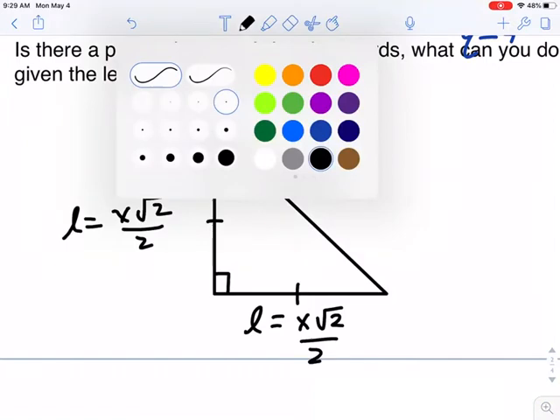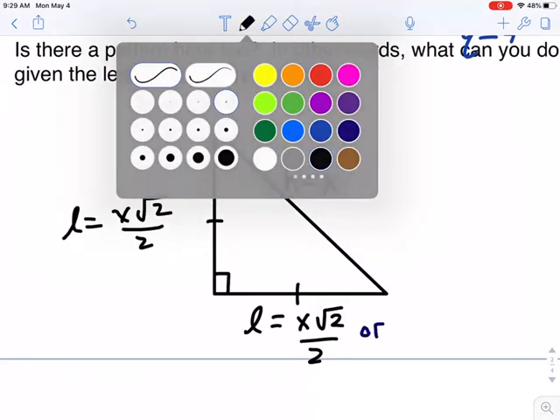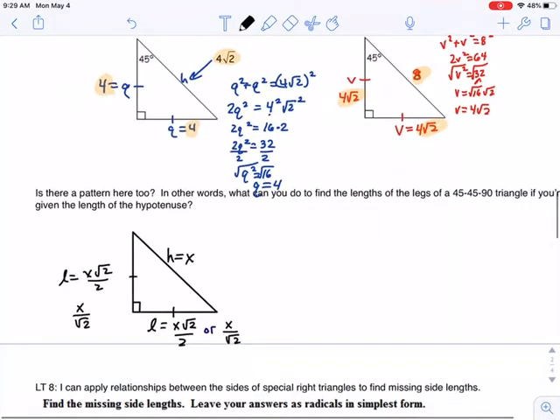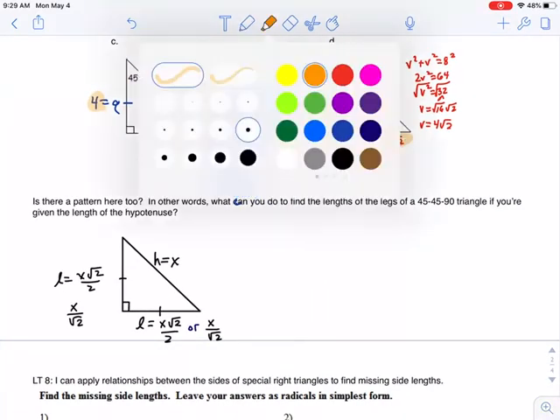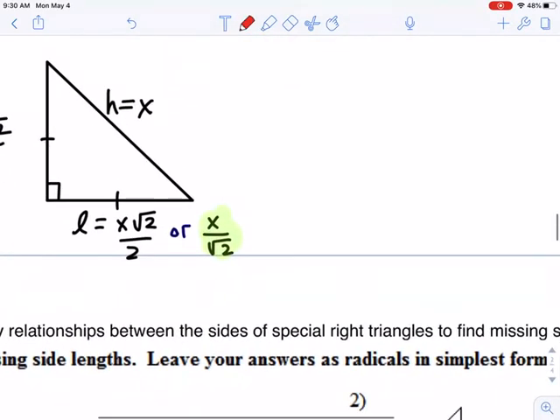Now there's two ways to describe this, all right? You can say that, or you can just say x over radical 2. Because sometimes it's easier just to say you're dividing by radical 2, such as in this example right here, where we had 4 radical 2. Well, we just divide by radical 2 and you're left with 4. Realize these are the same rules. It's just a rationalized denominator.